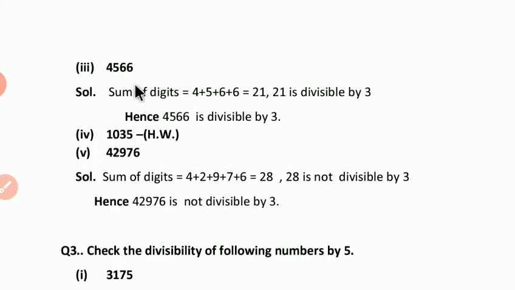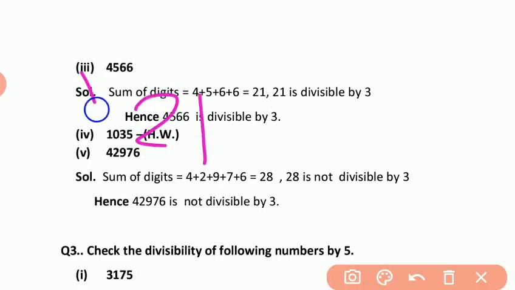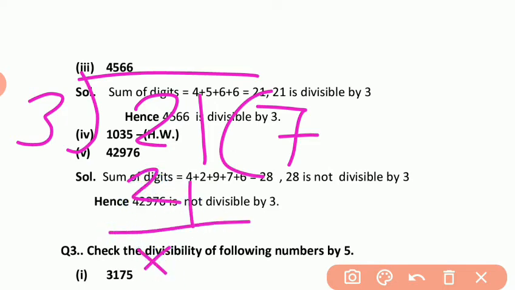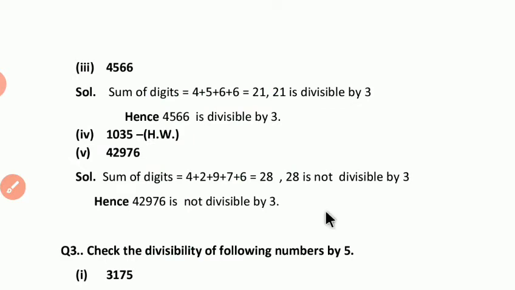Third one, 4566. Again we will find the sum of digits, meaning we will add all these. So 4 plus 5 plus 6 plus 6 is equal to 21. And we know that 21 is divisible by 3. How many times? 3 7s are 21. It means if 21 is divisible by 3, then 4566 is also divisible by 3. Fourth one is left for you as homework.